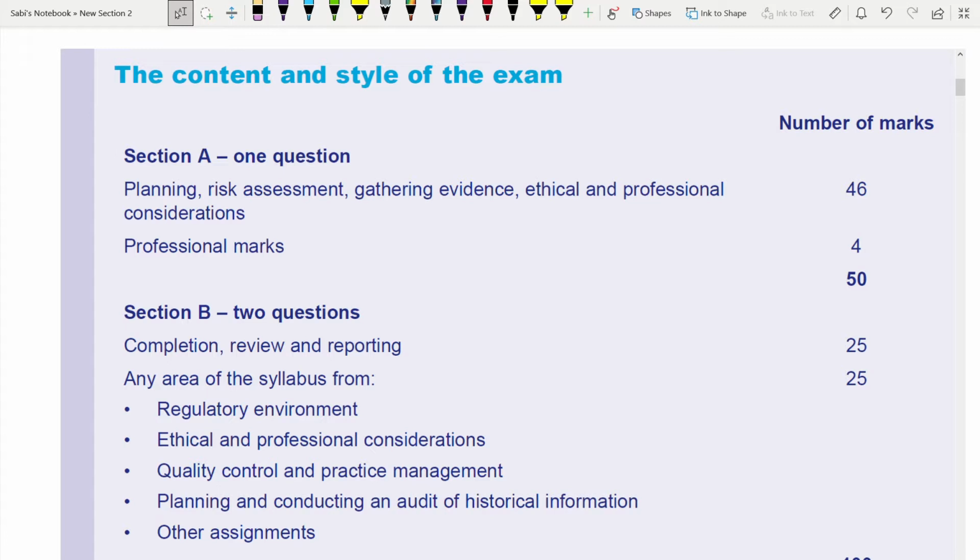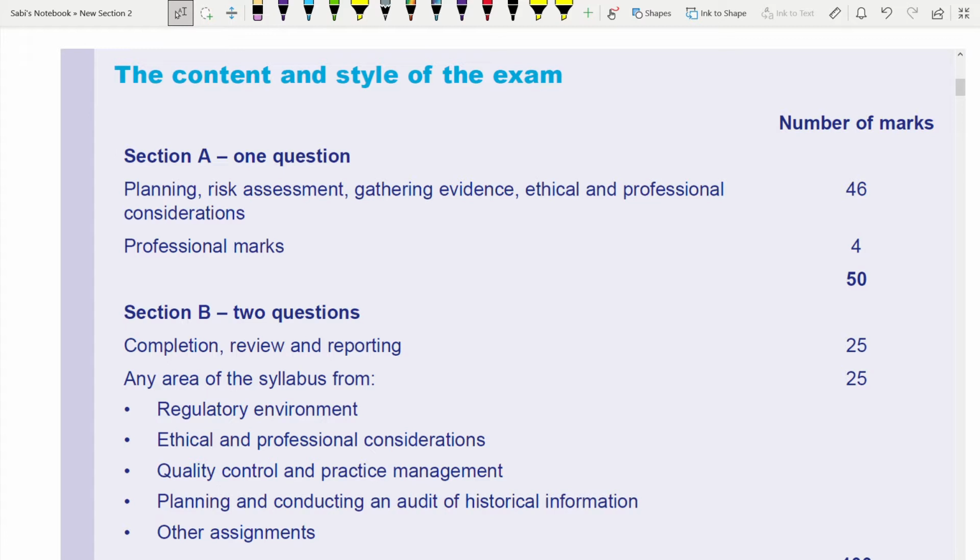Before I go to the March-June 2021 paper, it's very important that we know the syllabus of AAA, and how it will be tested. As you can see on the screen, you have the content and the style of the exam. In AAA, we have two sections, section A and section B. Section A is one question of 50 marks. Section B has two questions, 25 marks each. Since section A is 50 marks, the length of that scenario will be a bit heavy, but section B will have smaller case studies.